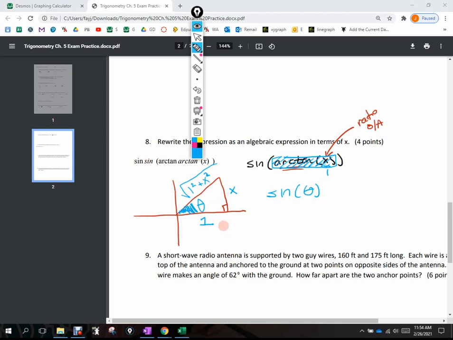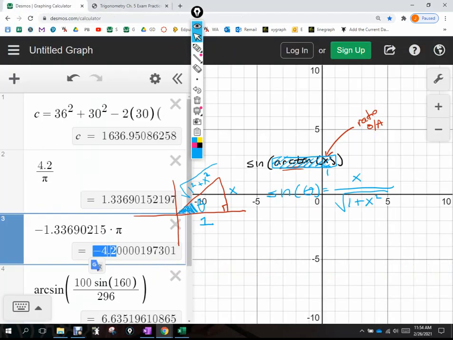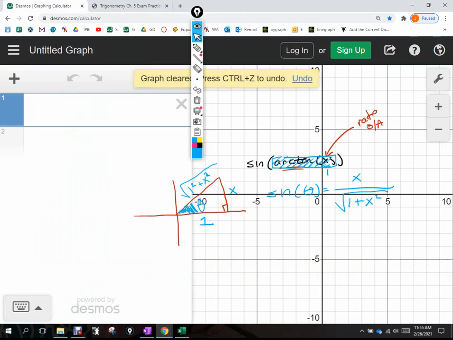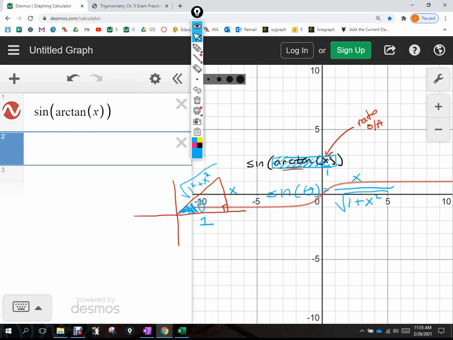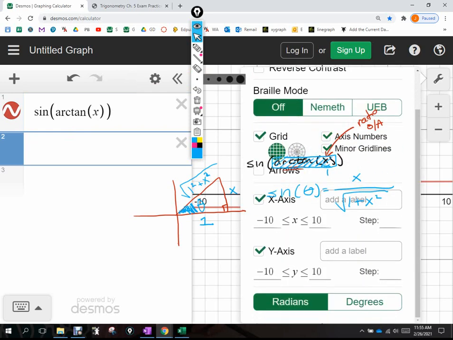So sine is opposite over hypotenuse. If you just leave it that way, that would be fine. But that's what they're looking for in that problem. Now let me ask you this, and this is how I would check it. We started with the sine of arc tangent of x, correct? Now I'm going to do this in radians.